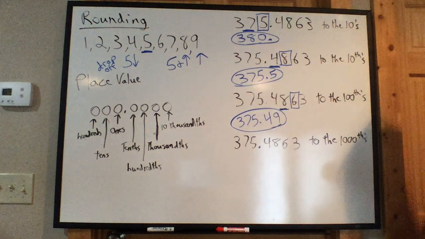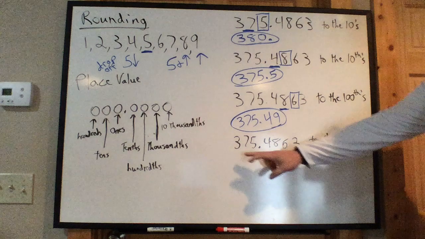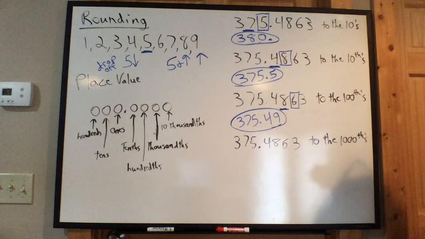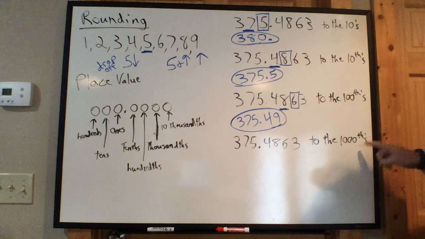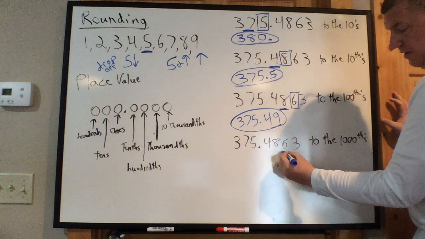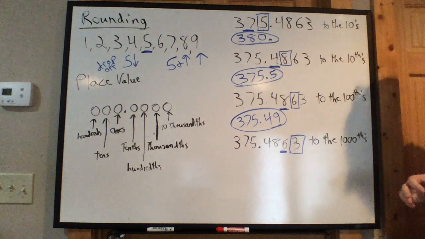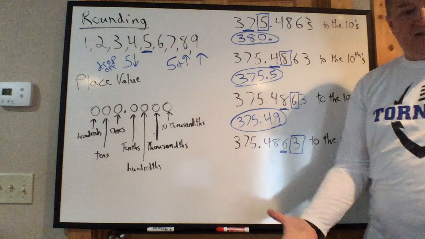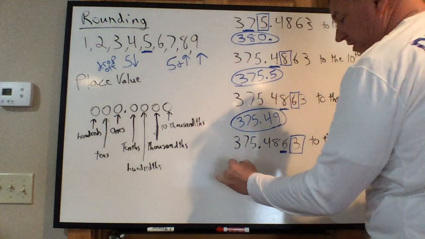Now we look at this one: 375.4863, the same numbers we've used all along, to the thousandths position. Tenths, hundredths, thousandths. That's the number I'm rounding to, and the number to its right is the one that matters. 3 is less than 5, so it's just going to drop off, or technically we round down.